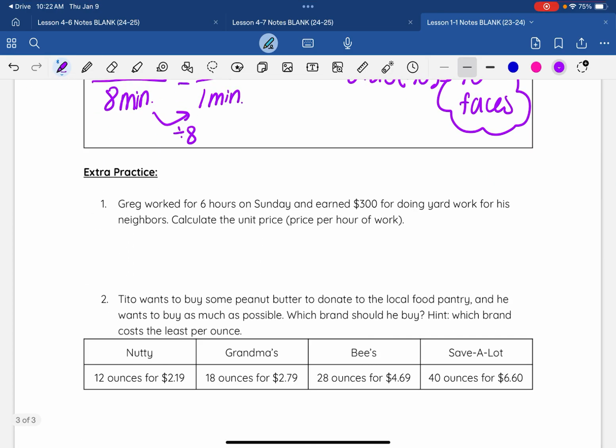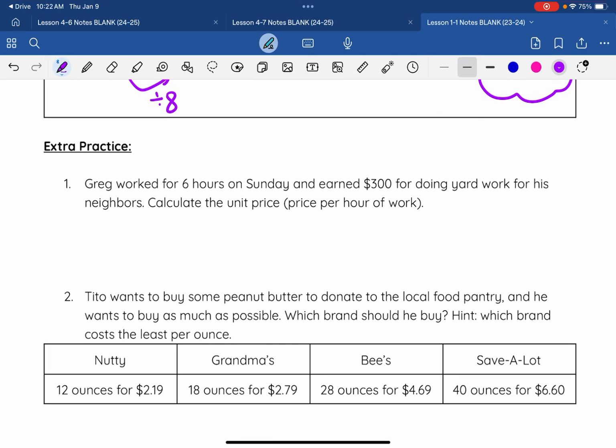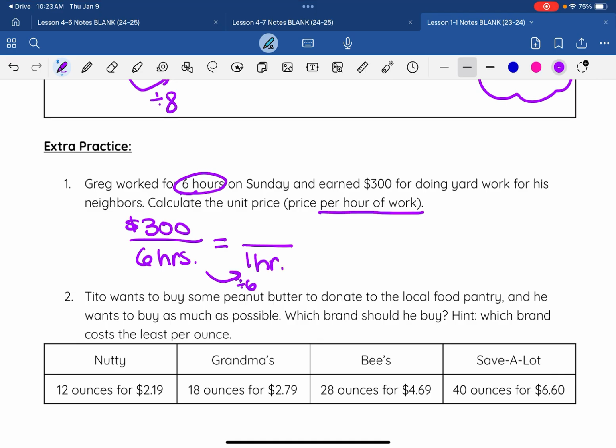Okay, the extra practice at the bottom. So number 1, Greg worked for 6 hours on Sunday and earned $300 for doing yard work for his neighbors. Calculate the unit price or price per hour of work. So we would have our money, so $300. And on the bottom, we would have our 6 hours because he got $300 in 6 hours. We're trying to find our unit rate, so for 1 hour, so I'm going to go ahead and divide by 6. And 300 divided by 6 is 50, so $50 in 1 hour.